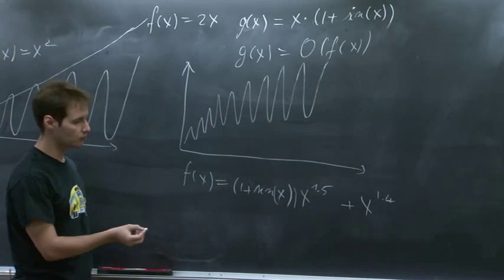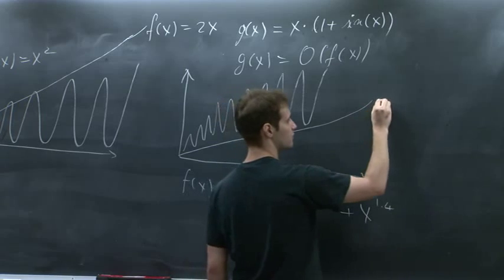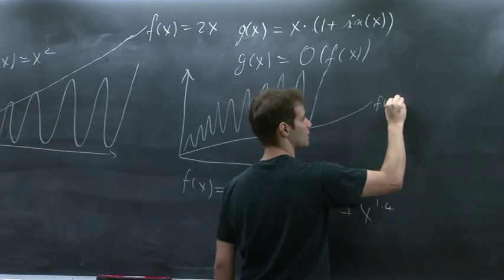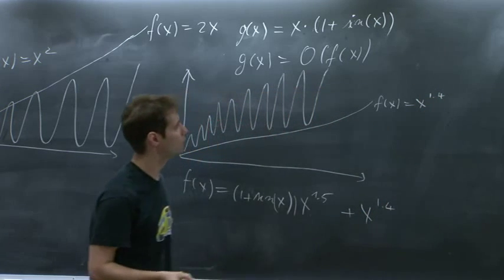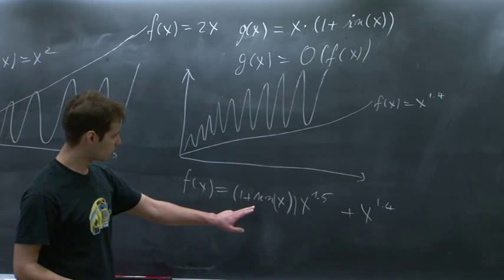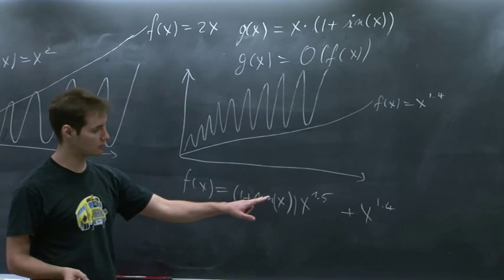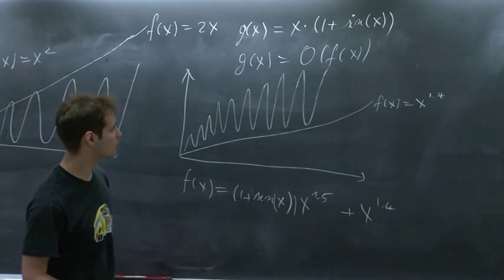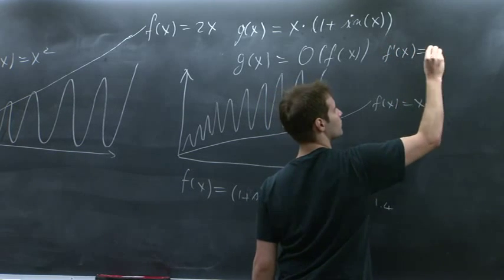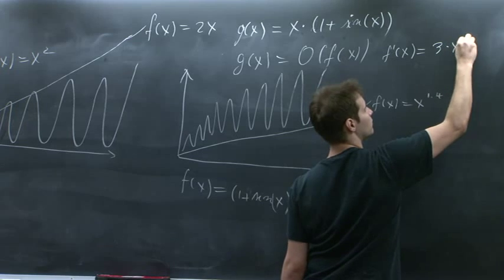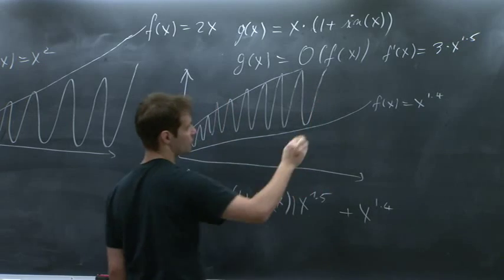So for this function, I know for sure that it is greater than x to the power of 1/4, right? I know for sure that it's greater than that. Also, if I look at this, and I know that sine is never bigger than 1, I know this whole thing is going to be at most 2. So if I have another function that says f prime of x equals, say, 3 times x to the power of 1.5, I know that it's going to bound it from above.